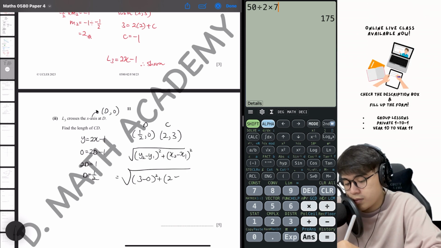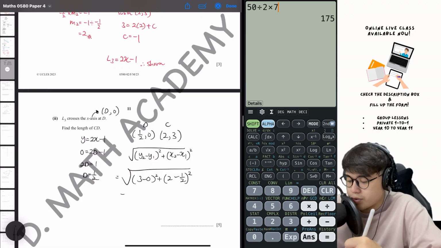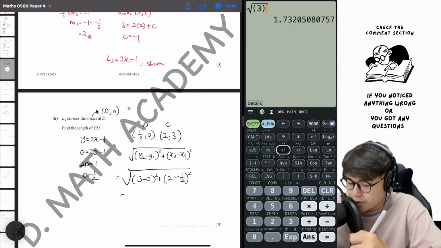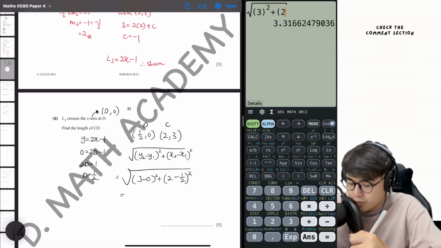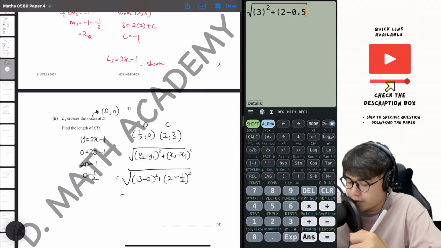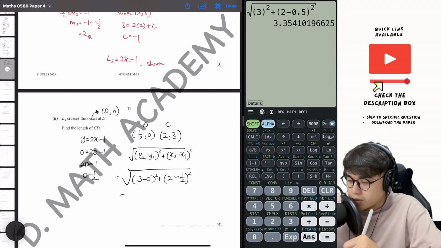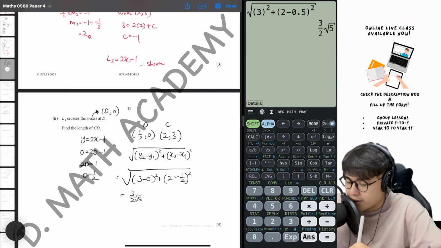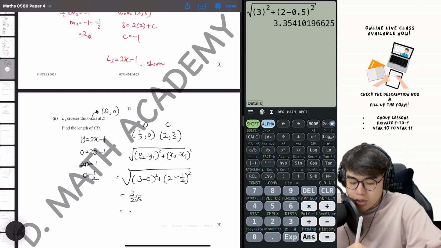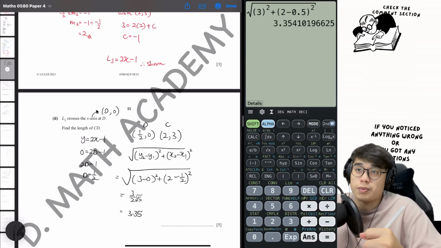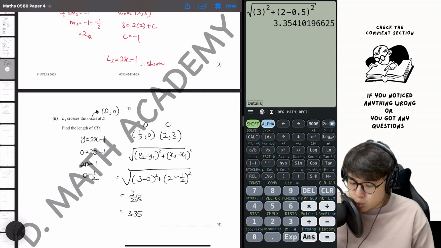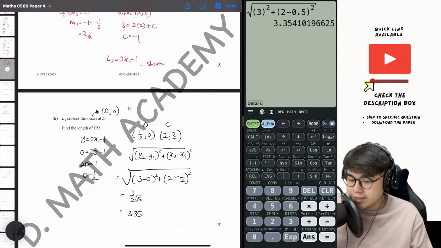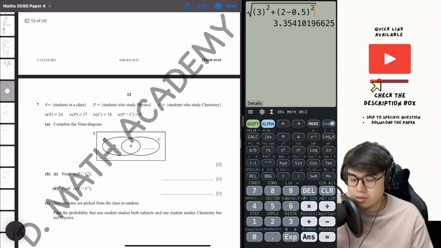Try to key in your calculator here. You will get 3 square plus (2 minus 0.5) square. So you will get 3 over 2 square root 5. Did they ask for exact? No, they didn't. So you can actually round it as 3.35 if you wanted to. So this will be your question 6 answer.